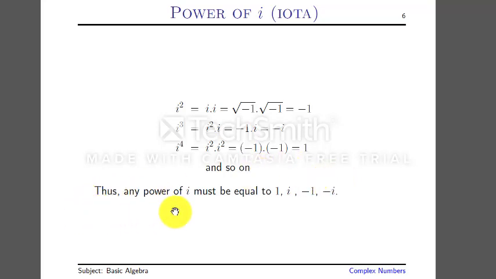Thus, any power of iota must be equal to 1, iota, minus 1, or minus iota, not more than these 4 values. Any power of iota or any larger value power of iota must belong to these 4 values only.